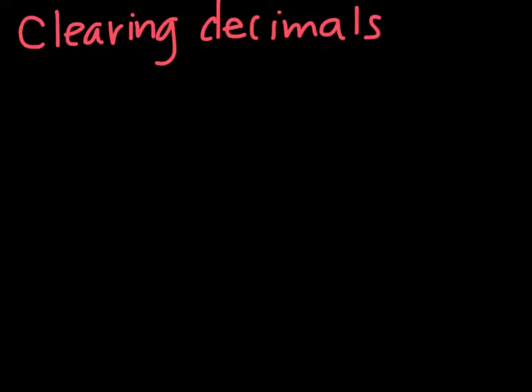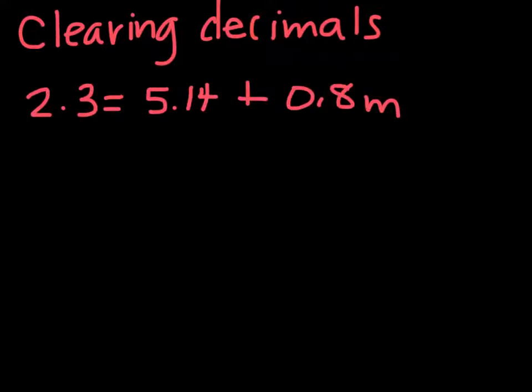Just as we're able to clear fractions from an equation, we can also clear decimals. Let's solve the equation 2.3 equals 5.14 plus 0.8m. Because the greatest number of decimal places in any of our terms with decimals is 2, we're going to multiply each side of the equation by 10 squared, or 100. So let's go ahead and multiply each side by 100.